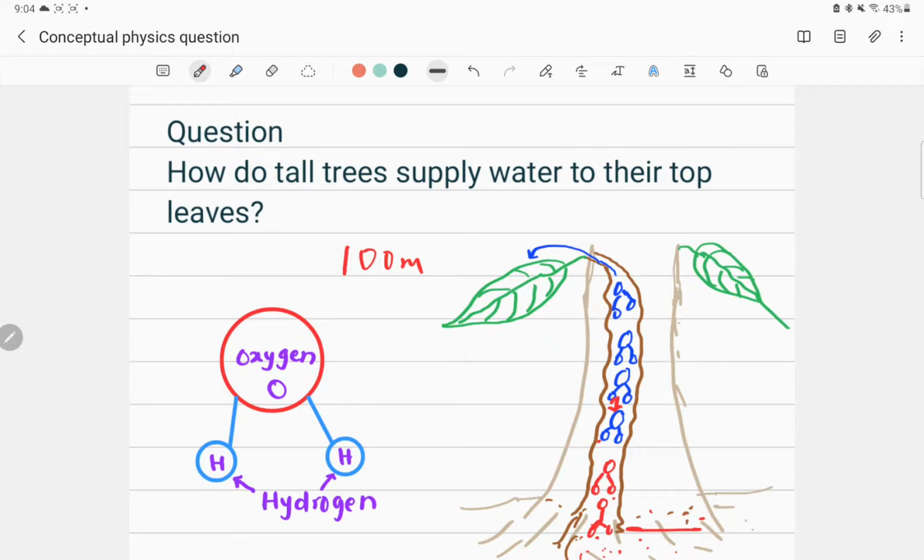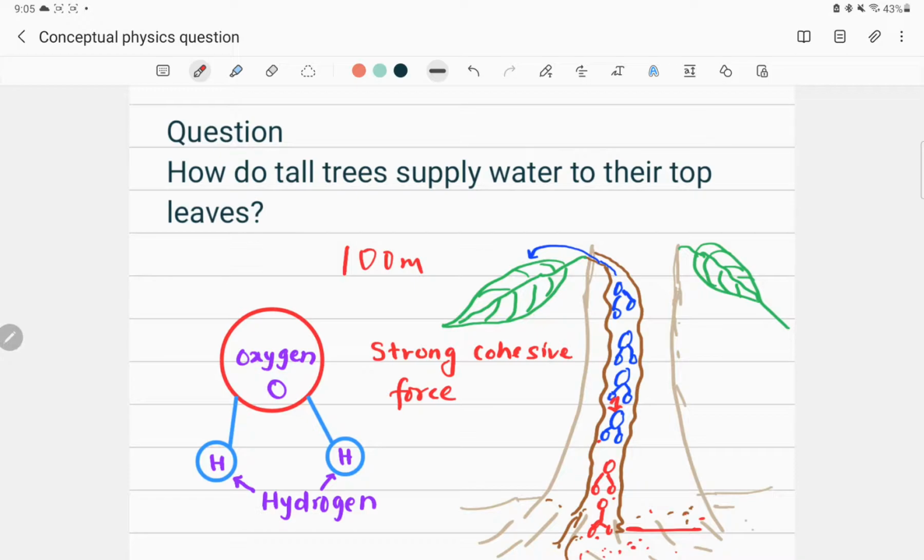So what other force is responsible then? The force that is responsible to bring water from the roots to the leaves in tall trees is the strong cohesive force. Let me write it down. Strong cohesive force.